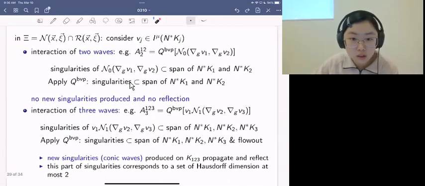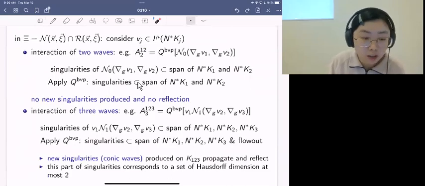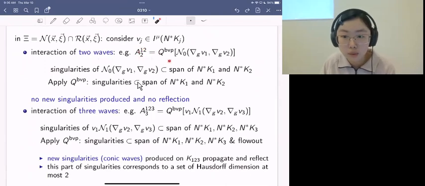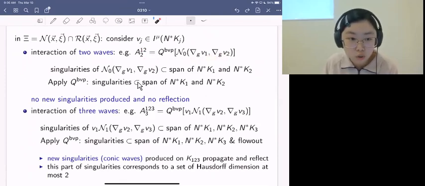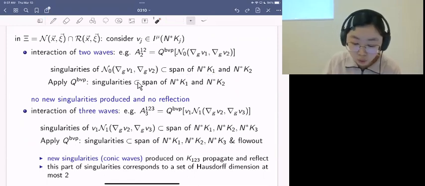So in this set theta, recall Vj is a conormal distribution. If we consider the interaction of two waves, for example, a term given by this one, this is the parametrix applied to the product of two conormal distributions. The product has singularities contained in the span of the two conormal bundles. If we apply the parametrix, the singularities will be contained in the span of these two conormal bundles.